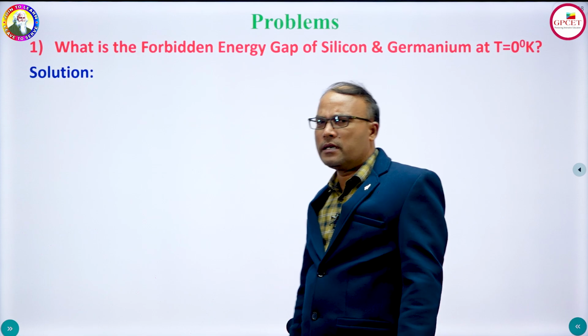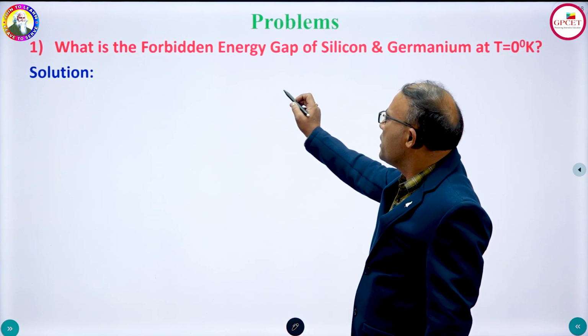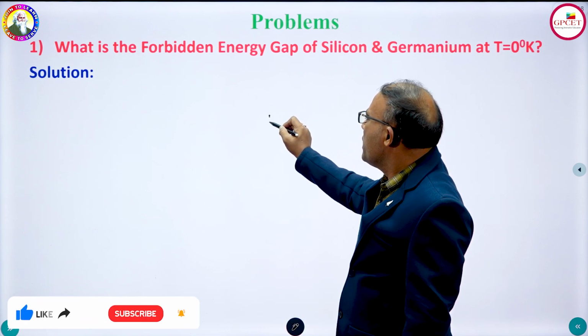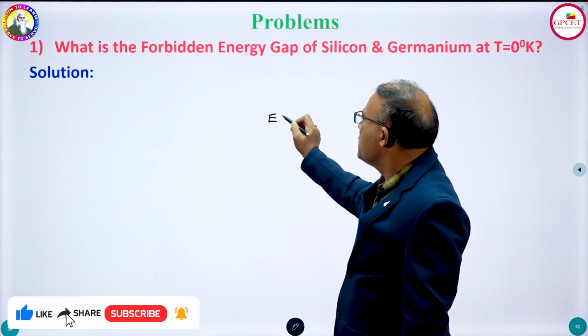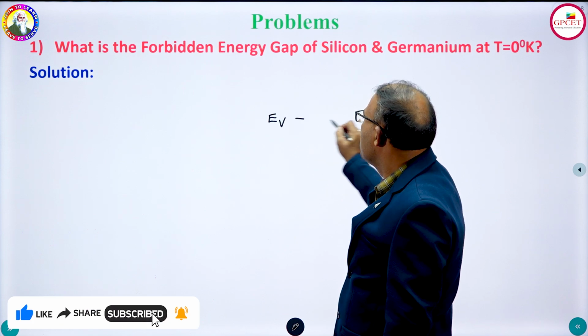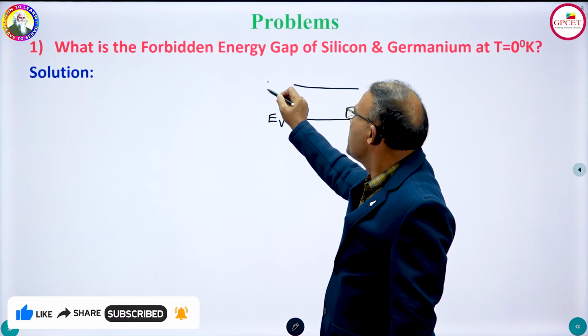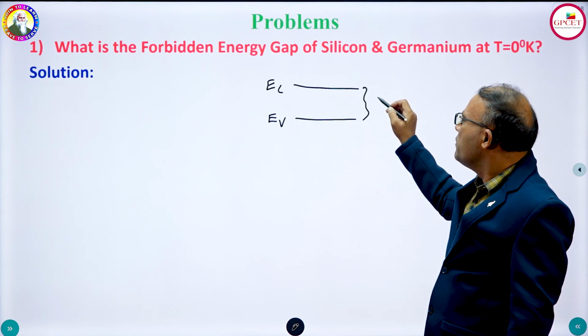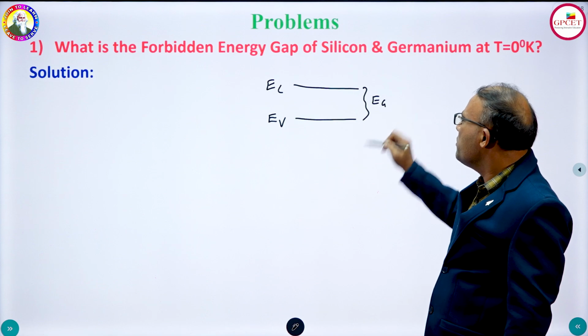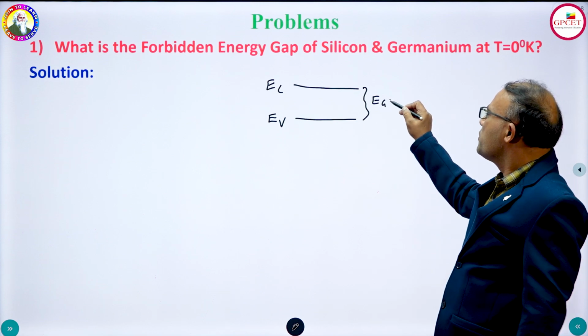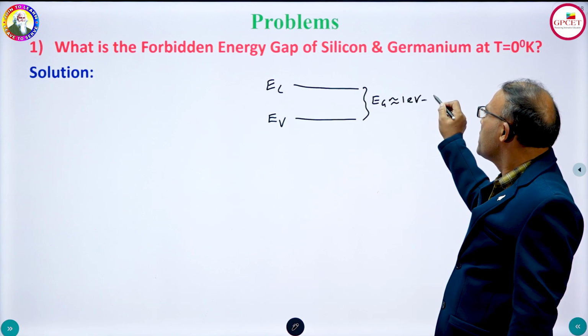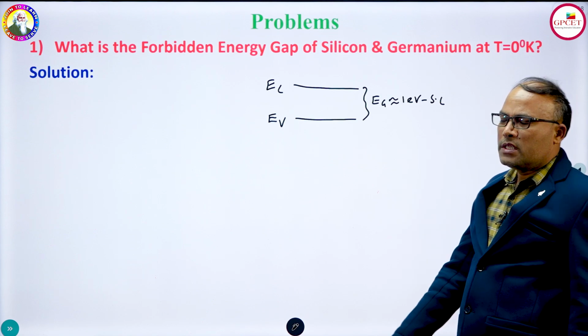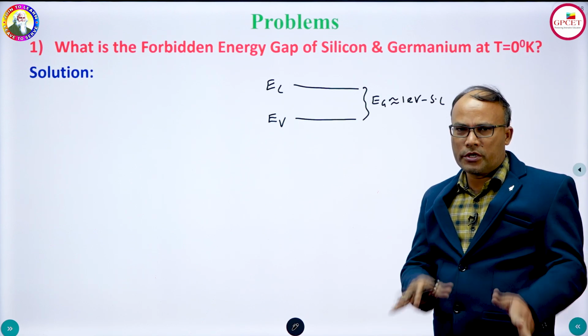I told you that in a semiconductor we have a valence energy band and a conduction energy band EC, and the energy gap between EV and EC is called the forbidden energy gap, and this is approximately equal to 1 electron volt for a semiconductor. Now this energy gap depends on temperature.